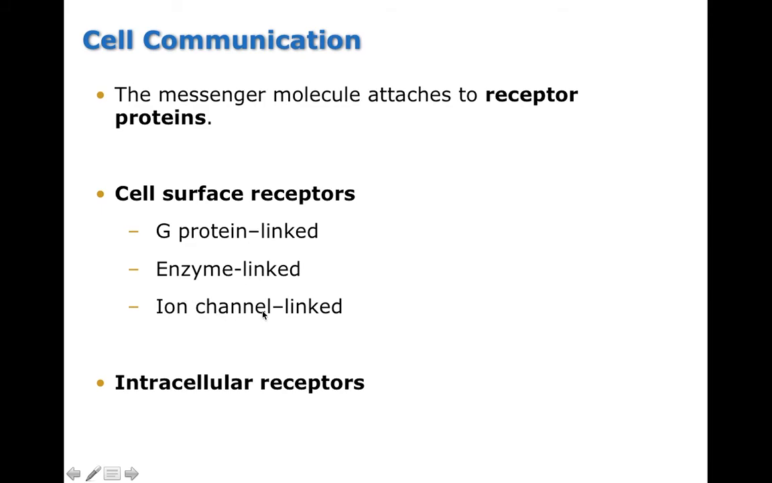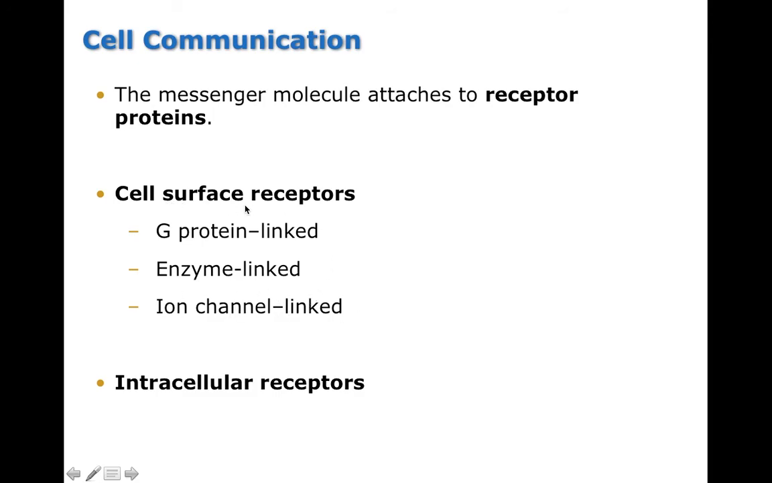And then the ion channel linked receptors are different because when the ligand binds to the channel, or receptor rather, it opens the receptor channel, which allows ions to flow via diffusion, either into or out of the cell, depending on the concentration gradient.